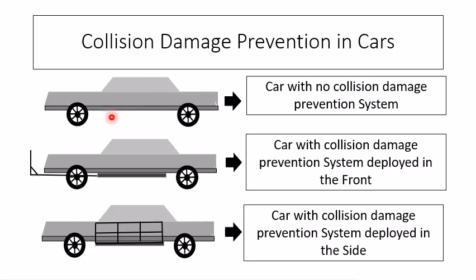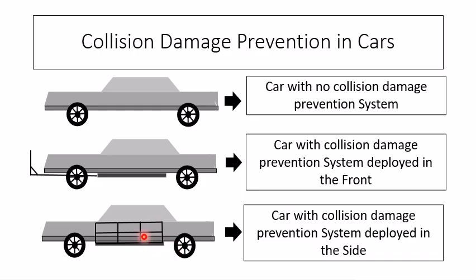So this is a simple model of a car, and there is a collision damage device that is built in under the car, inside the car, and it pops up when the car is about to collide with something and saves the car from damage.